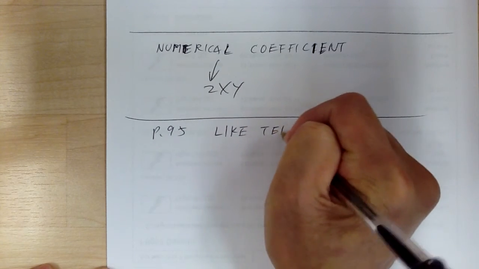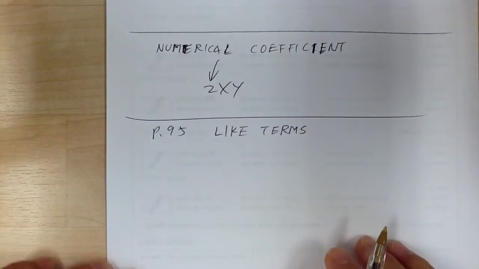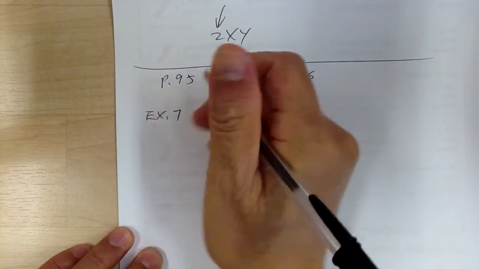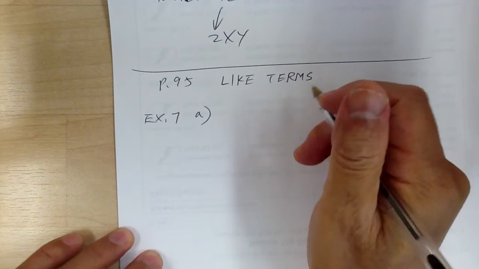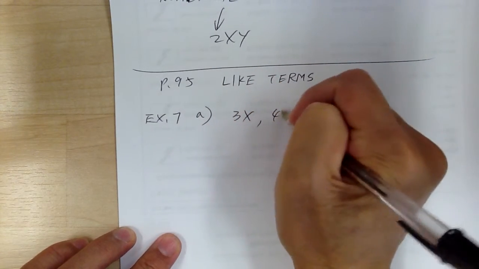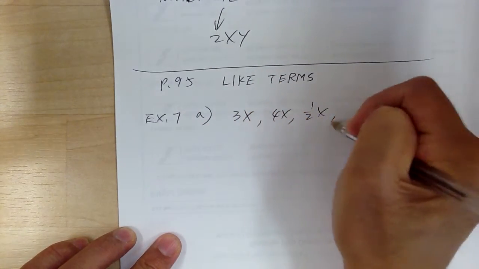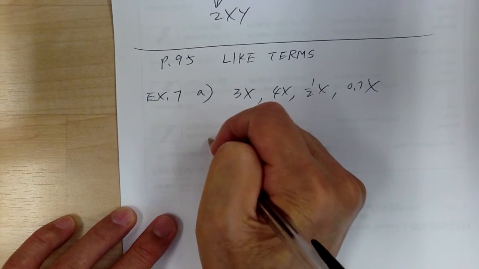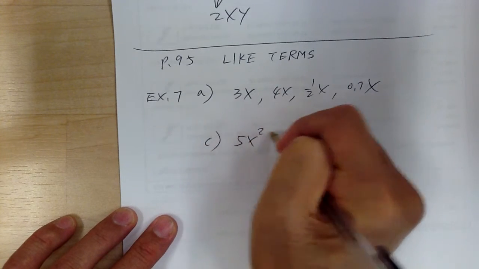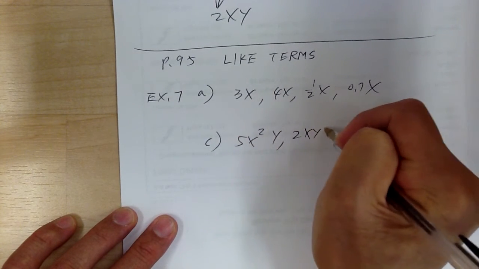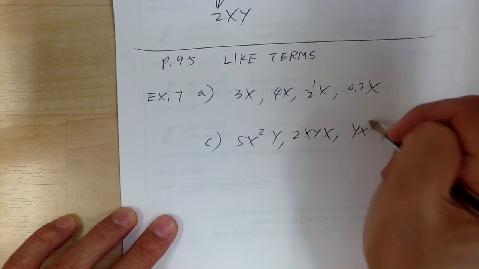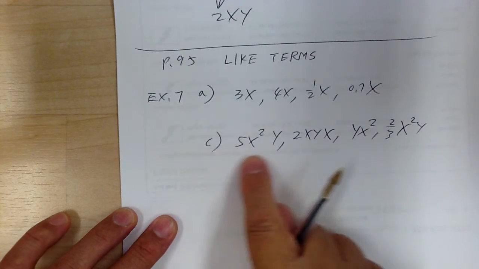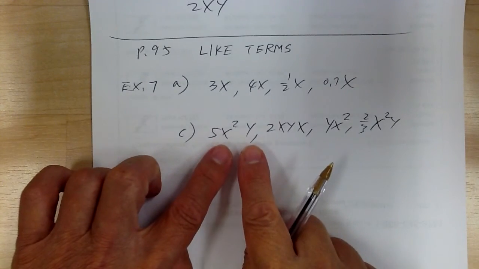Like terms. Like terms means they have the same variable. So if you look at example 7, look at A. These are examples of like terms. You got 3x, 4x, 1/2 x, 0.7x. All these are like terms. And then if you look at C, you got 5x squared y, 2xyx, yx squared, 2/3 x squared y. Again, all these are examples of like terms because all of them have the x squared y.